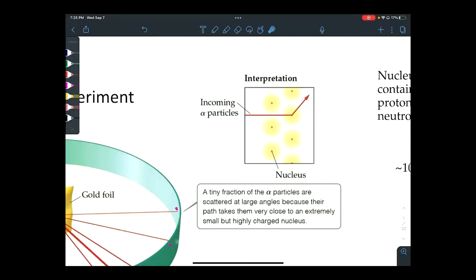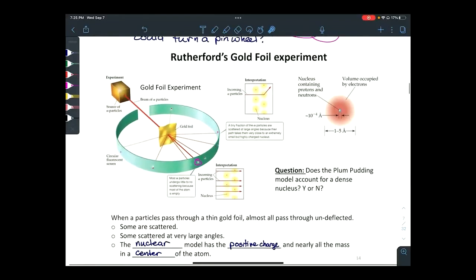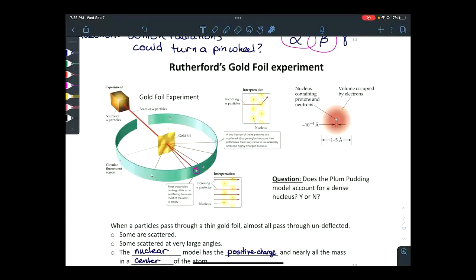Does that sound like something we know? That sounds like a nucleus. This experiment determined the existence of the nucleus of the atom. Most of the particles went straight through, which tells you the atom is mostly empty space, and just a tiny fraction of them got scattered away, repelled off, which tells us we have this positively charged, really dense nucleus at the center of those atoms.